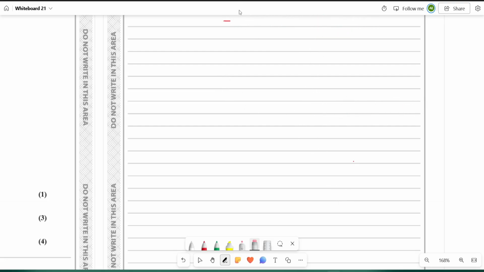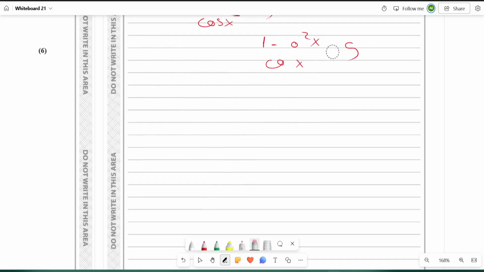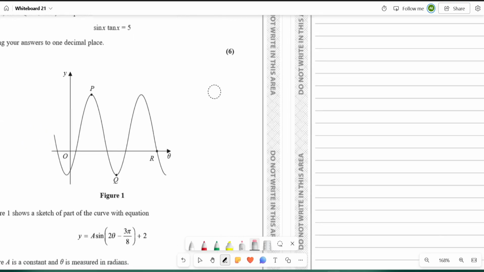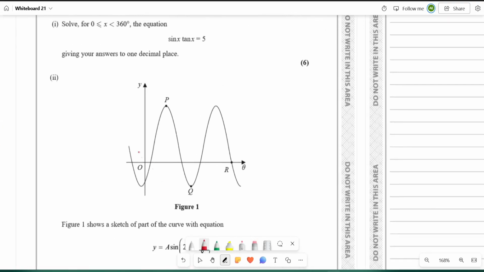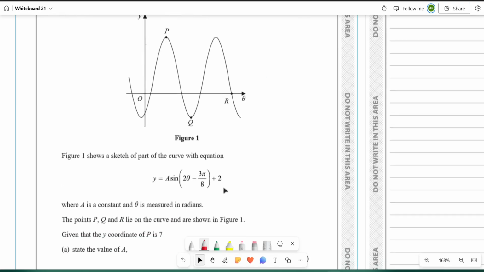So, let's read the second part. All right. So, this question, part II, says, given this figure, it shows a sketch of y equals a sine function with some modifications. The modifications, I'm going to do a video on them because they're very important to know how to get the period, how to get the amplitude, how to get the horizontal shift, the phase shift, the vertical shift, and so on.